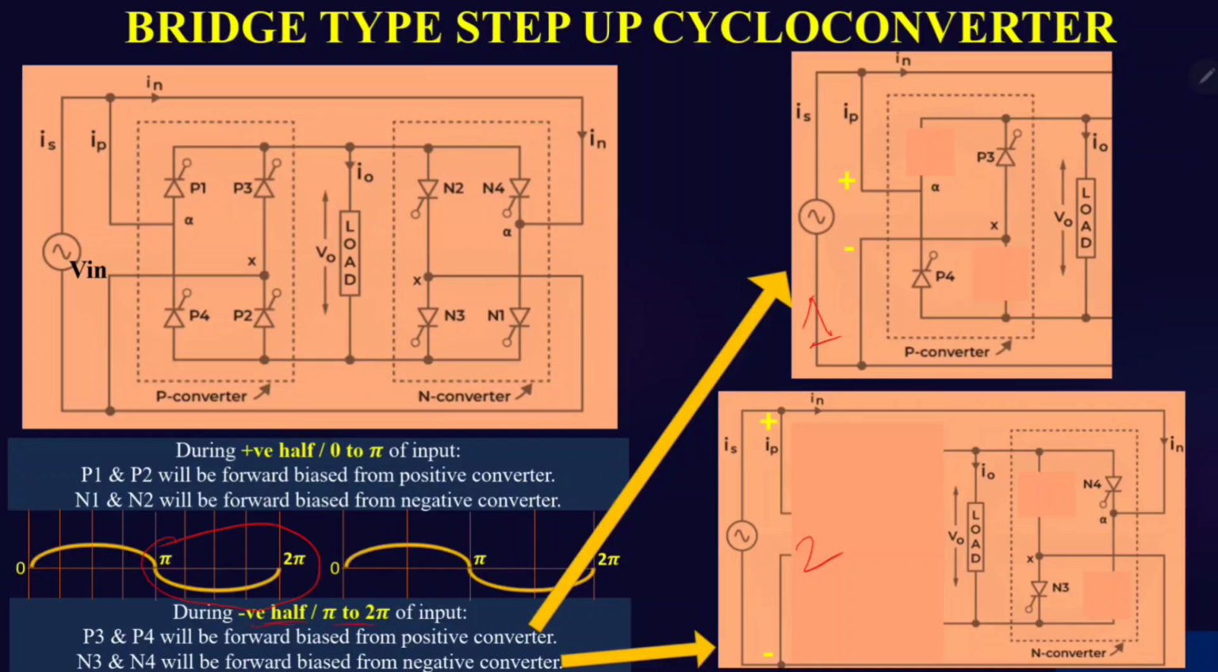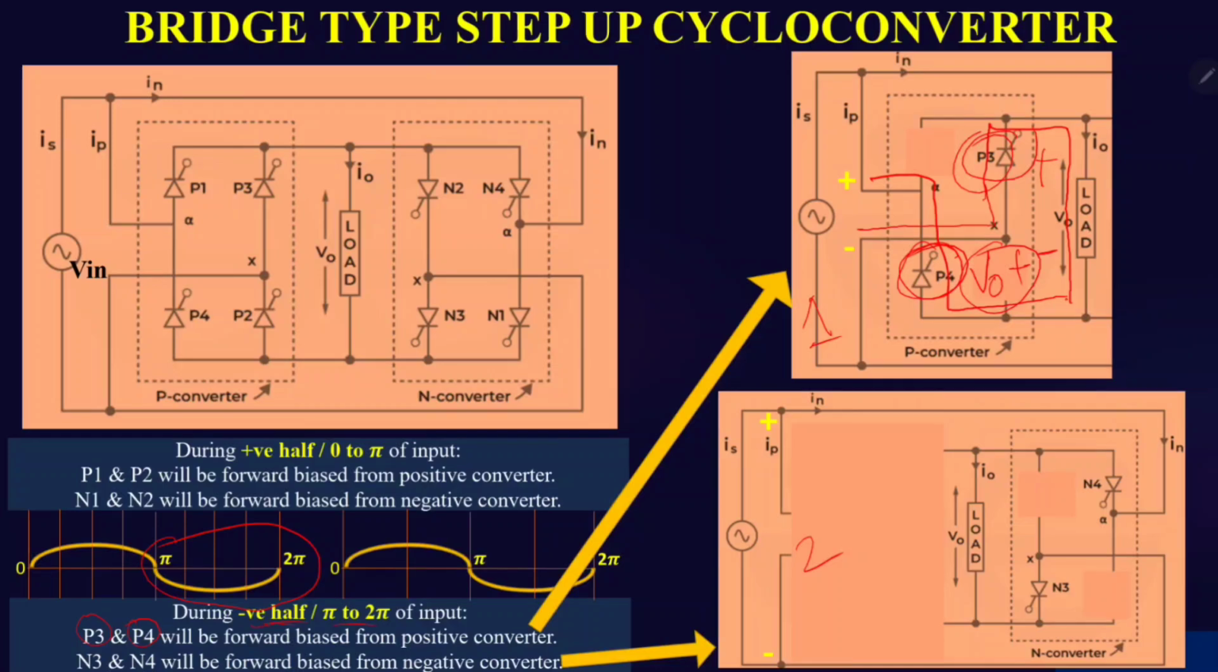So here what will happen is that P3 and P4 will be in forward bias. Now the current will start from this minus point, go to P3, then go to the load, and this is positive. So whatever output voltage V0 we are getting when P3 and P4 are in forward bias, that output voltage is positive.